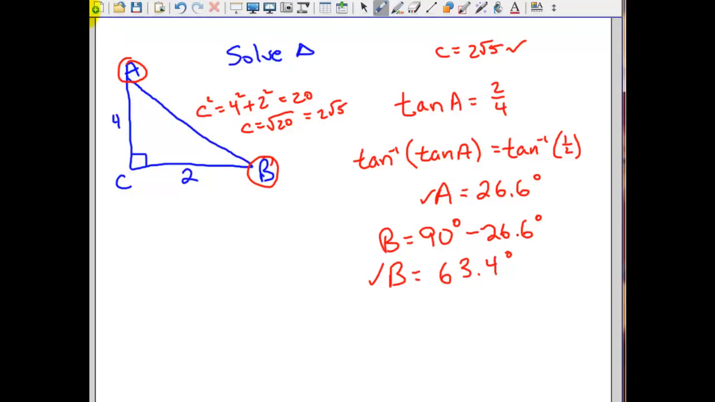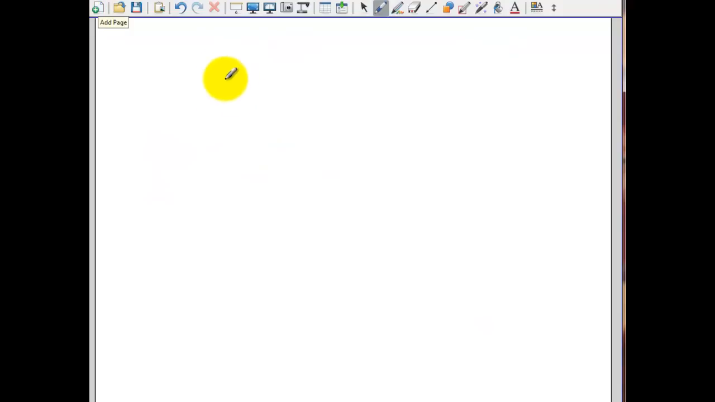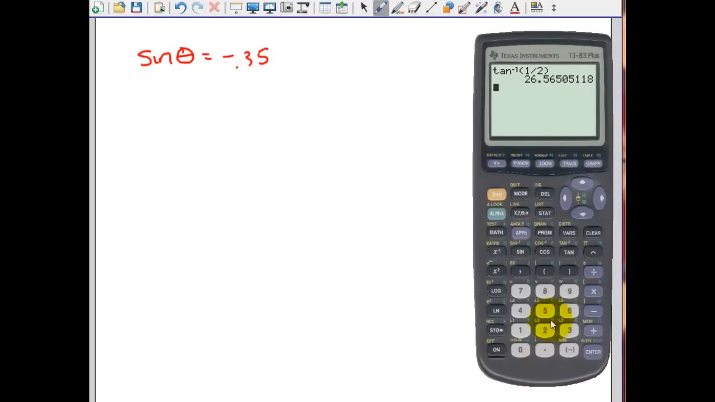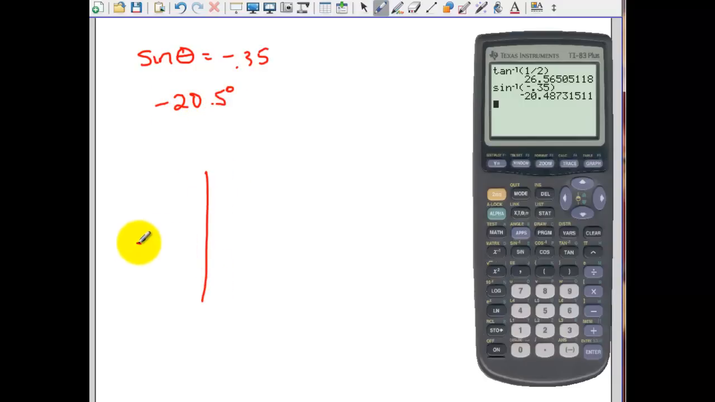Let's look at a trig equation. So let's say we want to solve the equation sine of theta equals negative 0.35. Now you may think that we can just go to our calculator here and put that in, and we can do that. We will get a solution. Oops, that was negative. And we get negative 20.5 degrees.